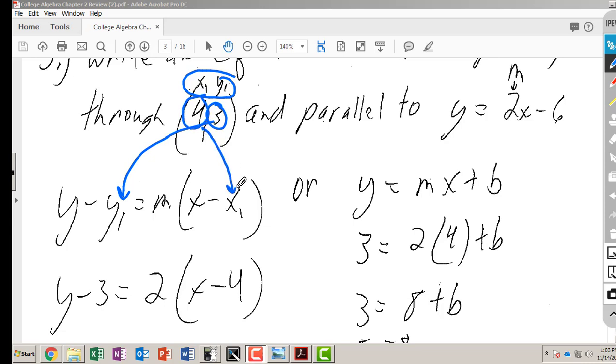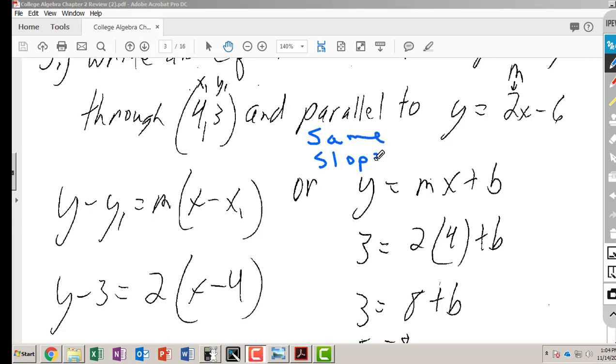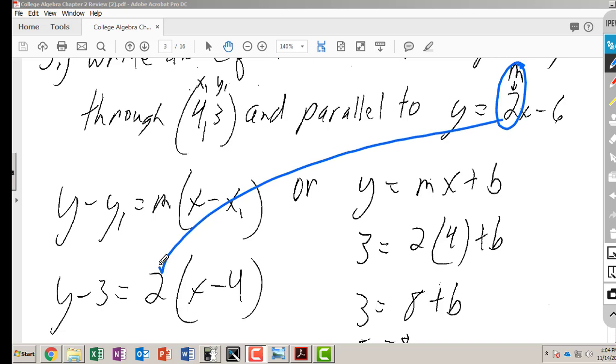Now since this is parallel to this line right here, parallel means that they're going to have the same slope. So since they have the same slope, I can just take my slope, which would be this value right here, which is 2, and substitute it into this equation. So the 4 went here, the 3 went there, and the 2 is my slope.